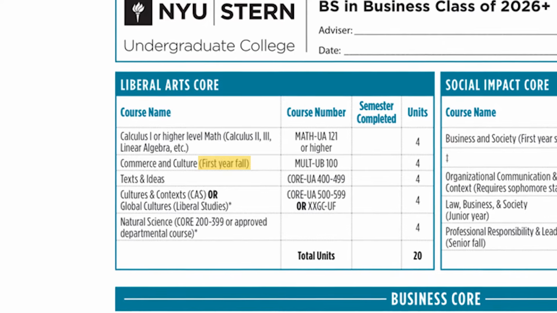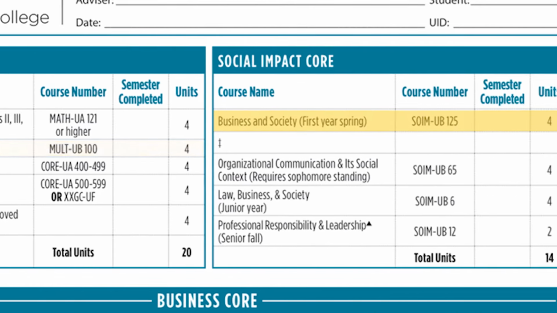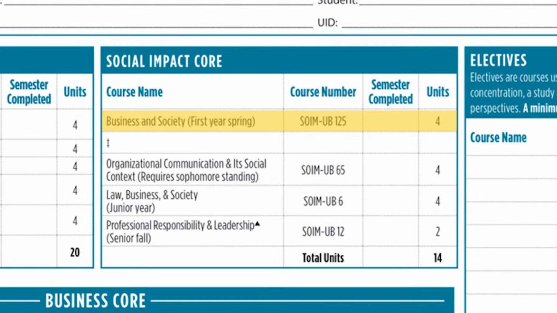When I was first registering for classes, I was confused at what that meant, so let me just quickly clarify something. In university, classes are typically taught for only 1 semester, unlike high school where classes are taught for the entire year. So what would you take in the spring? Something called Business and Society over in the Social Impact section.